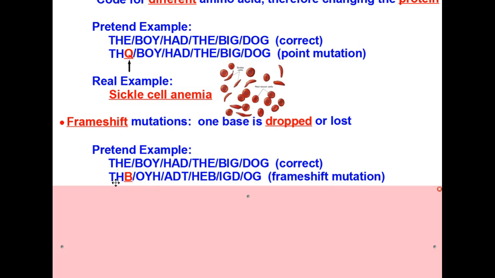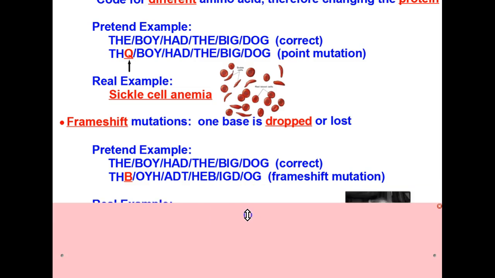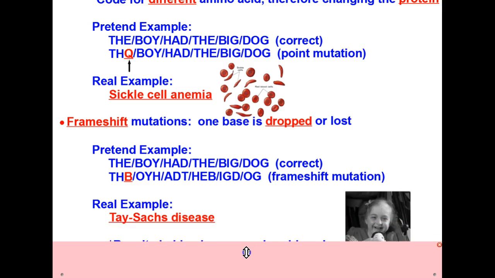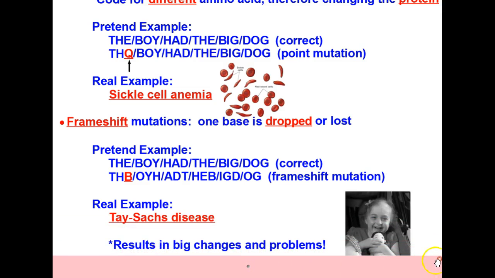So our first codon here would be THB. And then everything shifts once beyond that. So OYH, then ADT, etc., on down the line. A real example of a frameshift mutation is Tay-Sachs disease. And this results in big changes and problems, as we've talked about with this disease already in class.